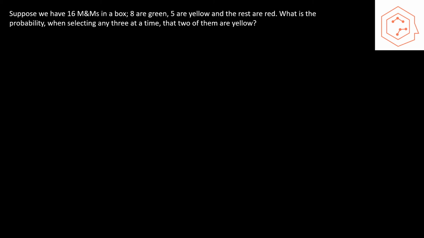I want you to imagine a situation where we have a box with 16 M&Ms. 8 of these M&Ms are green, 5 are yellow, and the rest are red. Of course, since we have 16, that means 3 are left to be red. And we want to know when we select any 3 at a time, what is the probability that exactly 2 of them are yellow? So we reach into this box and we pull out 3 M&Ms. We want to know what the probability is that exactly 2 of them are yellow.